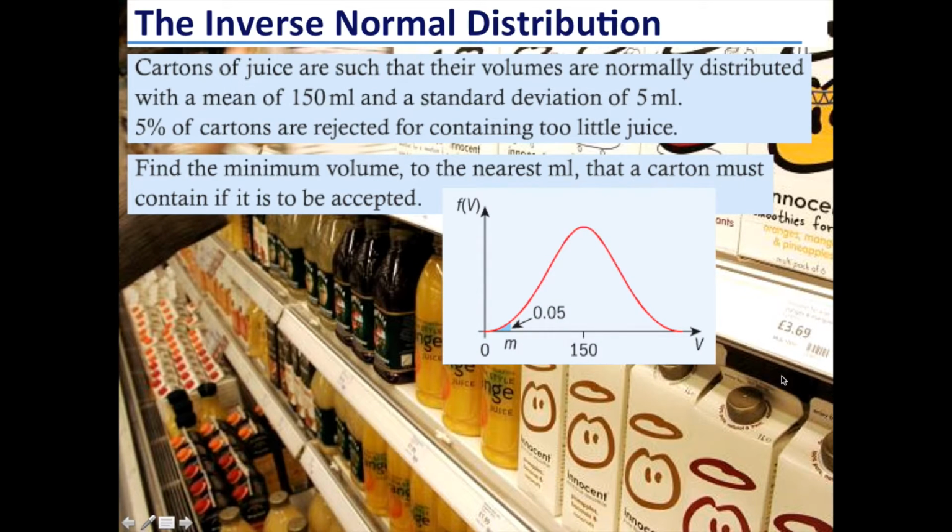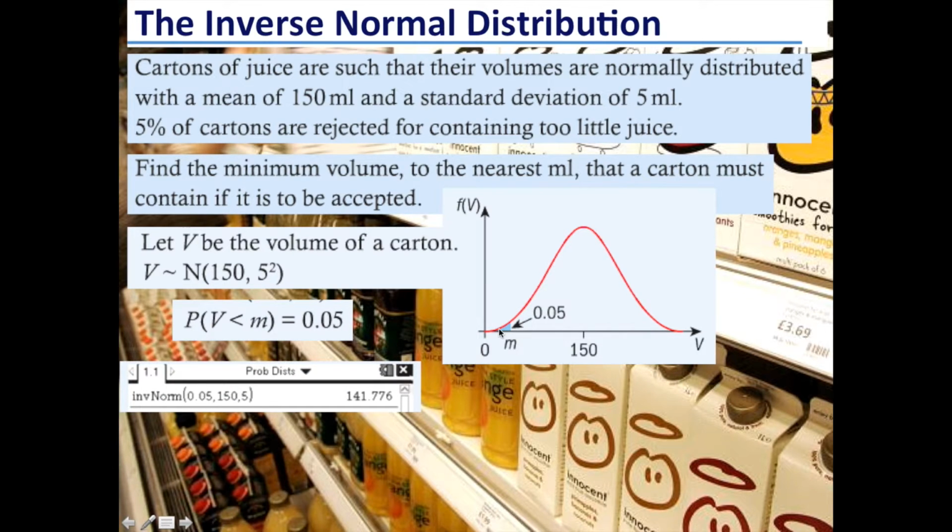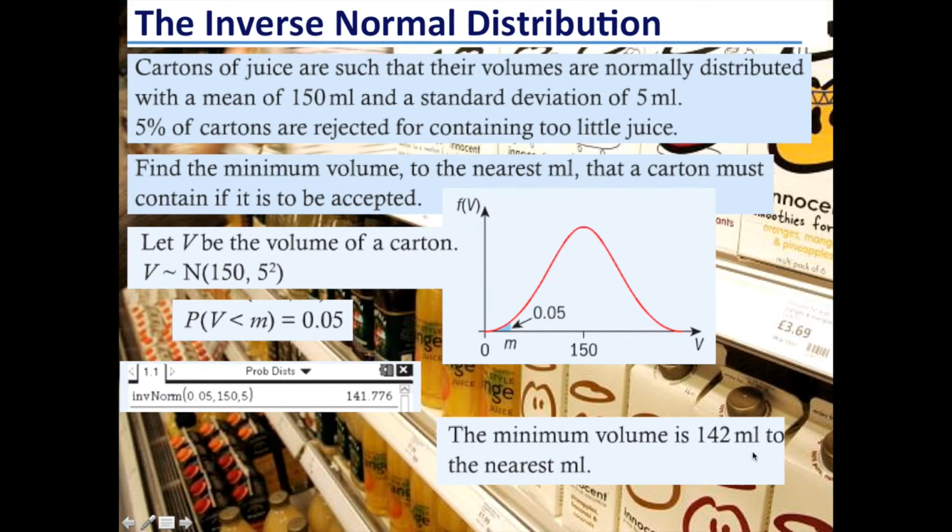So for this one, again, start by drawing a sketch. We've got the mean of 150, and we know that 5% are rejected for containing too little juice. So we're looking at this value here, the minimum. This is the volume, normally distributed with a mean of 150, and the standard deviation is 5. So this is what we're working with. We want to find the probability that V is less than M. So all we're going to do, the area to the left is 0.05, the mean 150, and the standard deviation is 5. So we can just use our inverse normal function to calculate that to give us an answer of 142 millilitres to the nearest millilitre.